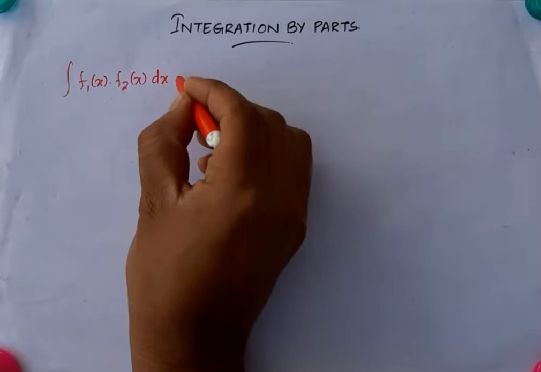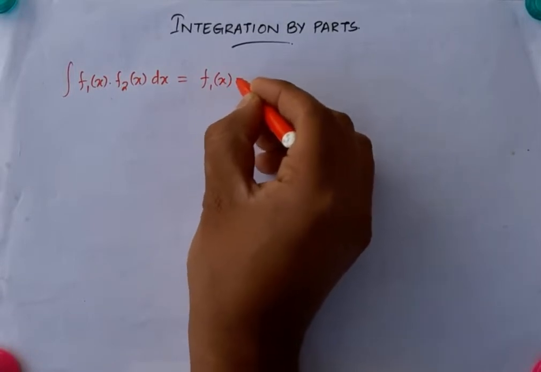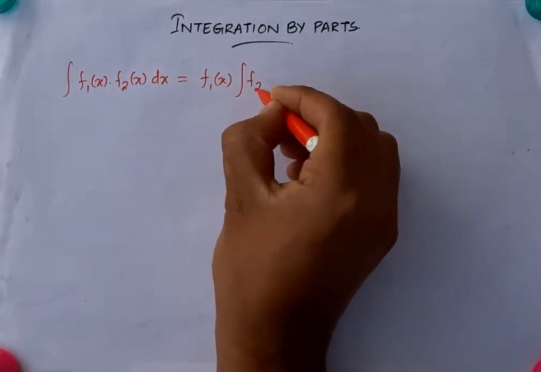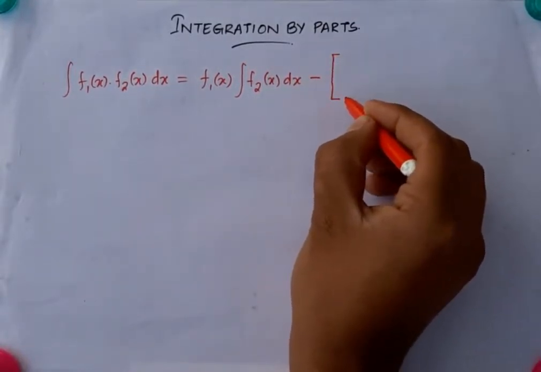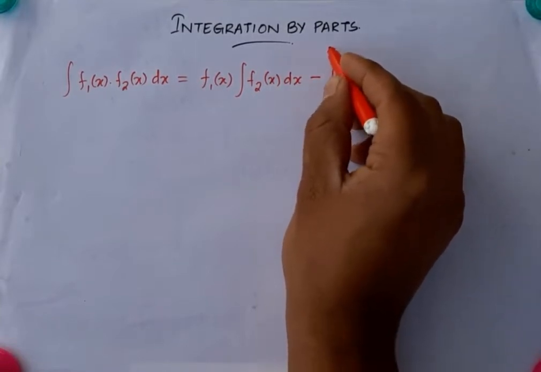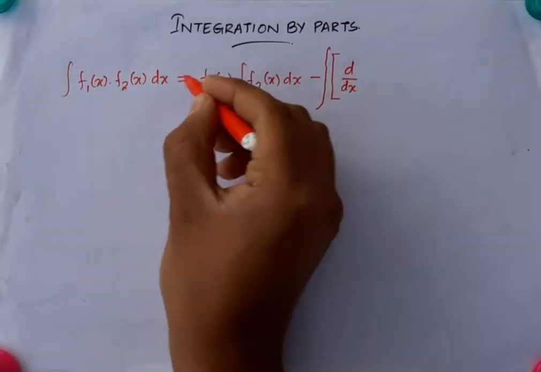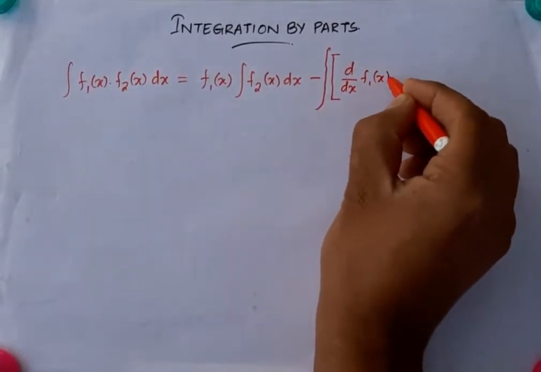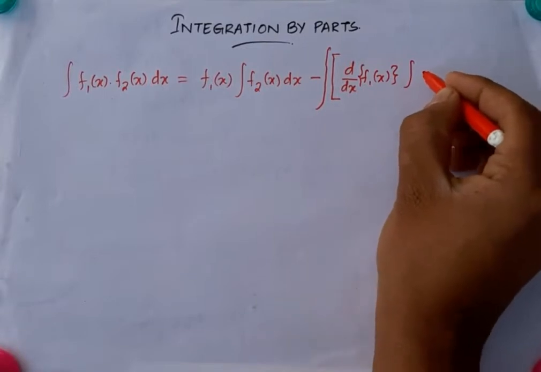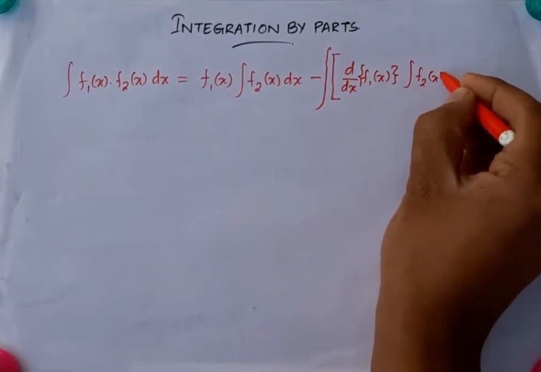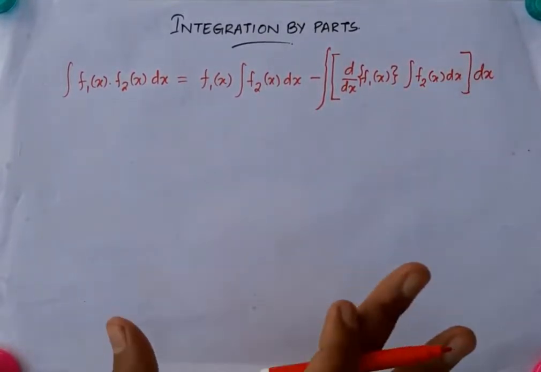Now let me quickly write down the rule for you. The rule is: first keep this f1 as it is, integrate the second function, so f2 x dx. Now write a negative sign. Before that you have to put a bigger integral sign. Now put a bracket. Within the bracket you will differentiate the first function, so the differentiation of the first function. Now you will again write an integral here. You have to integrate the second function dx, close the bracket and again write dx. So this is the rule.